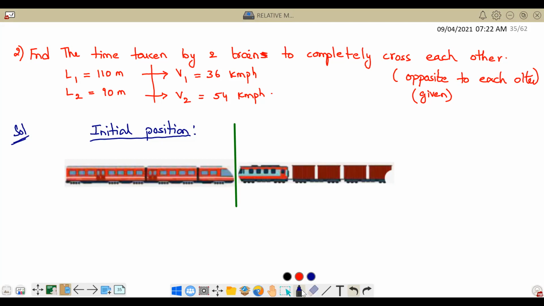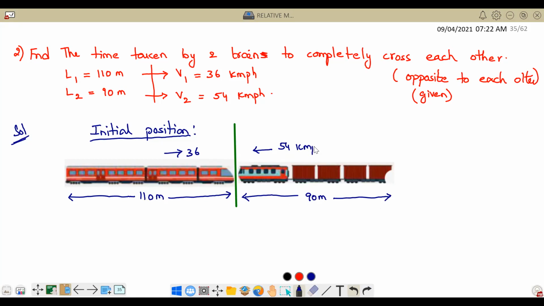So what is the length of the first train? Let us take this as the first train. The length of this train is how much? 110 meters. And this is 90 meters. The speed of this train is 36 kilometers per hour, and the speed of this train is 54 kilometers per hour. Correct or not? Now find the time taken by two trains to completely cross each other.